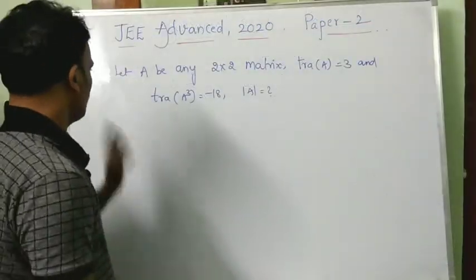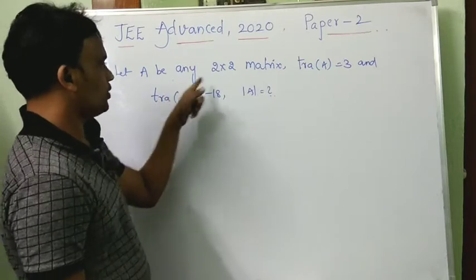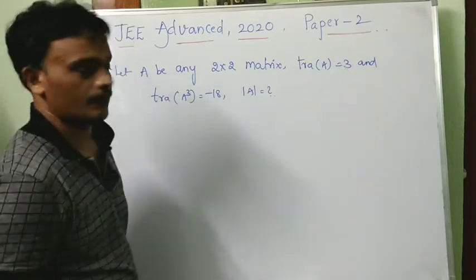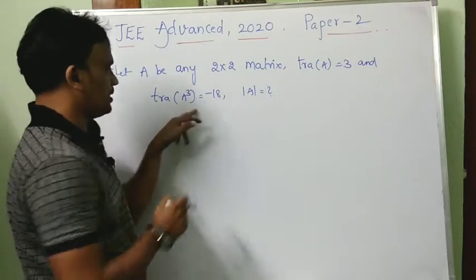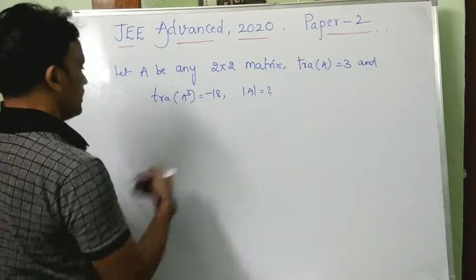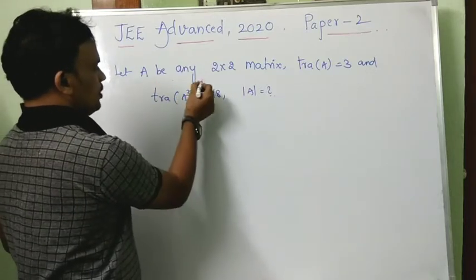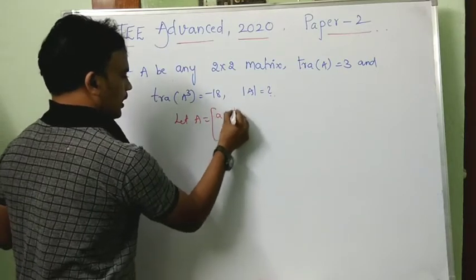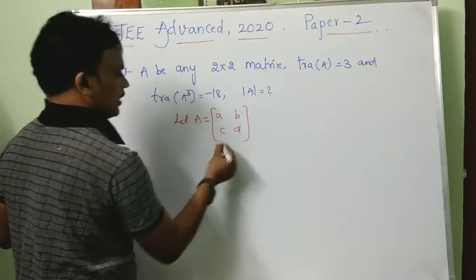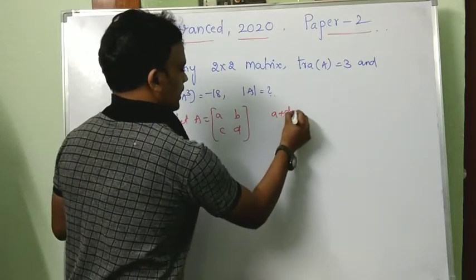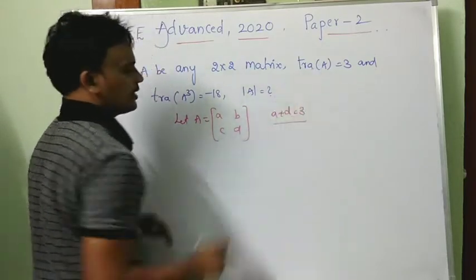Coming to the next problem, fourth problem. Let A be any 2 by 2 matrix whose trace is equal to 3, and trace of A cube is minus 18. In that case, what is its determinant? Let us take A as any 2 by 2 matrix, A equals [A, B; C, D]. Trace means the sum of the diagonal elements, A plus D equals 3. That is given.